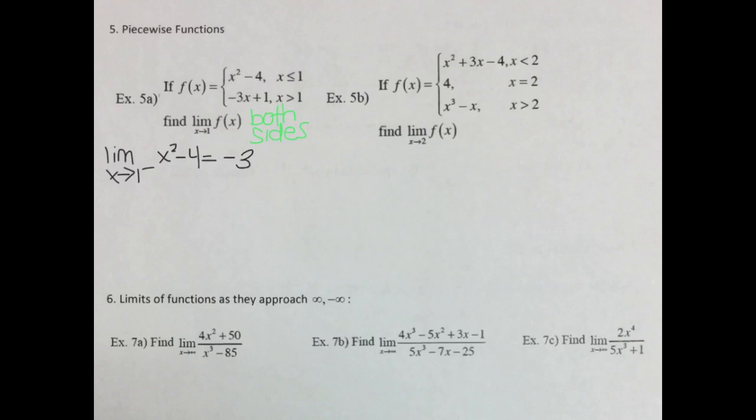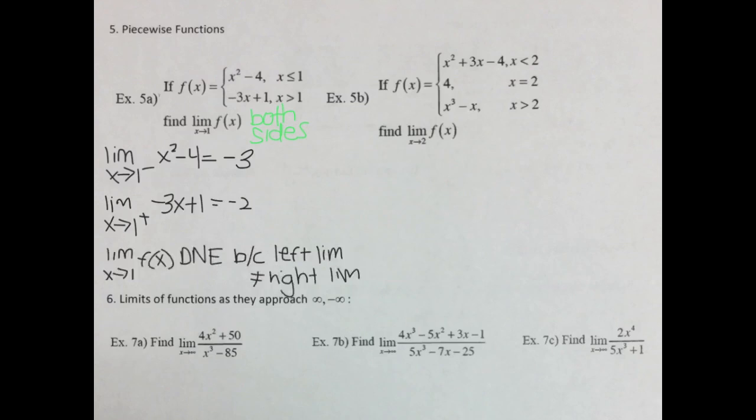Okay, now I'm going to do the right side. Which function am I looking at? Just the -3x plus 1, because that's to the right of 1. I plug in 1 and I get -2. So since -3 and -2 do not equal each other, that means the limit as x approaches 1 of this function does not exist because both sides don't equal each other. All right, try 5b on your own.